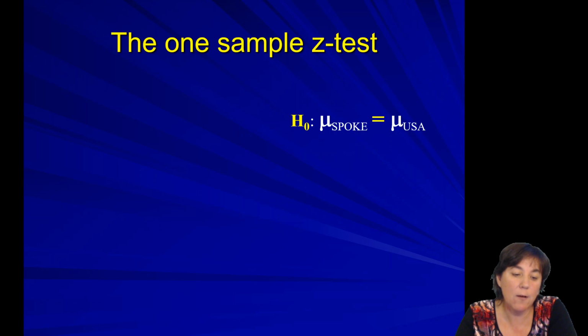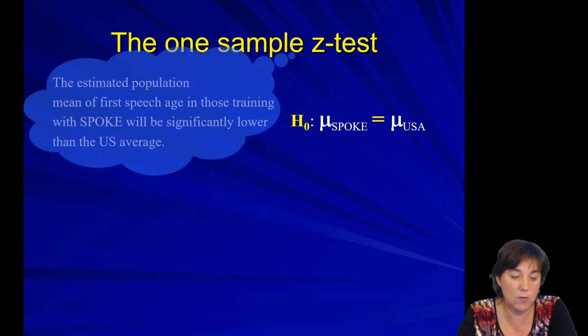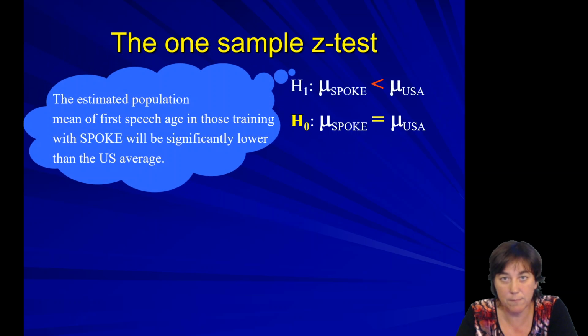So let's turn now to the one sample z-test. This is the easiest, most straightforward test, and it's a good way to learn about the different kinds of statistical tests. So remember the null hypothesis, and we can stay with this example. The spoke trained children start to speak exactly at the same time as the US children. But of course, that's not our purpose.